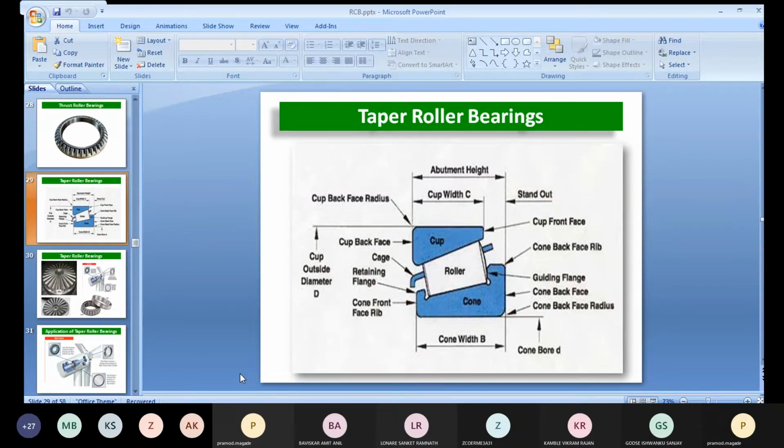So you can see this will be the structure. The roller bearings are situated at an inclined point of view, and it will fix in between cup and cone, and through which it will perform the action.